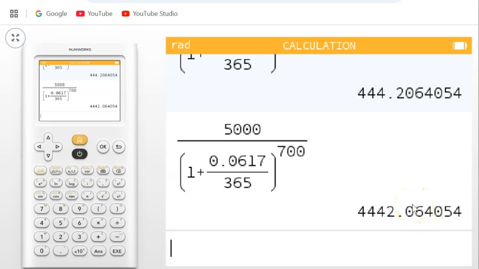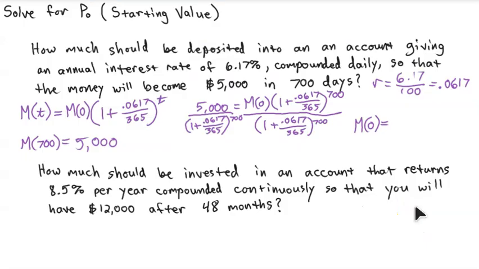So $4,442.06 is how much we need to deposit. So our answer is $4,442.06, and we put a dollar sign here. Now, if you're told to round to the nearest whole number, then you'll leave this off, and it'll just be $4,442. Okay. All right, let's try another one.